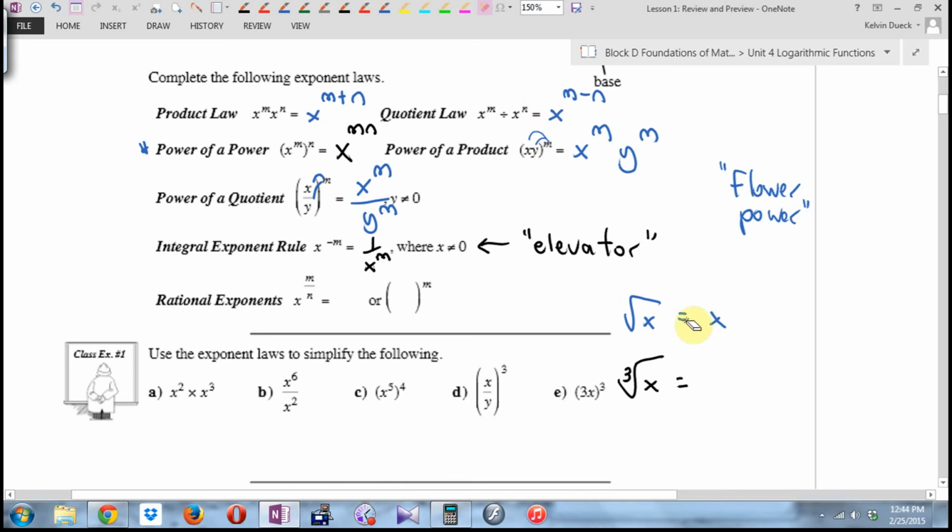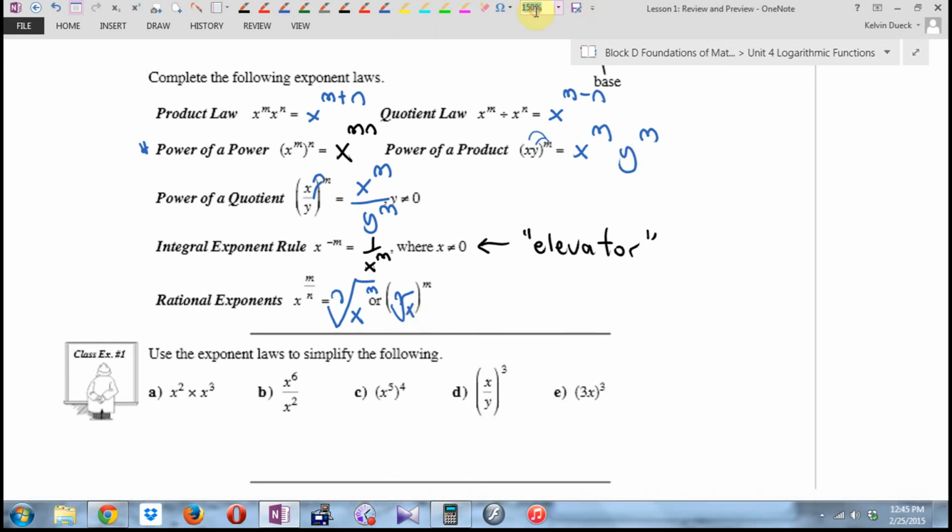So, now that I've got all this written down, x to the m over n, if I use flower power, is going to be the nth, boy, that's a terrible root, nth root of x to the m, or the nth root of x, then to the m. Aren't those the same thing? It's saying you can take the root first and then the power, or you can take the power first and then do the root. Let me make that larger.